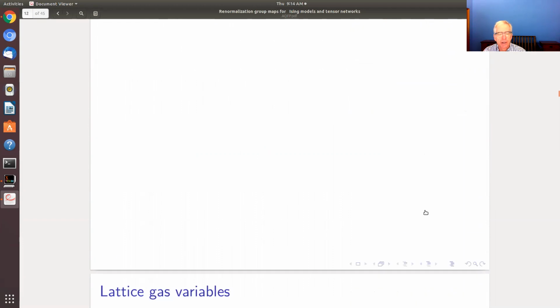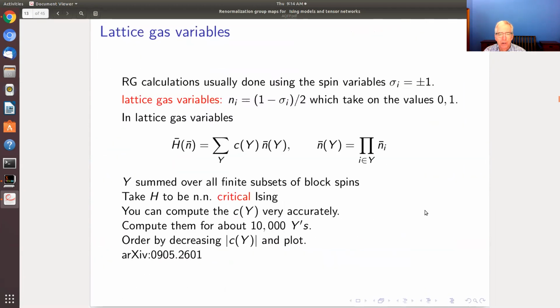Okay, so a little over a decade ago, I did some numerical studies of this as well, and I want to show just one plot quickly. I need to move on. So it turns out that if you go to lattice gas variables instead of spin variables, you can do some really accurate computations. Lattice gas variables are just variables that take on the values 0 and 1. They're related to the spin variables by that equation. And you can write down the renormalized Hamiltonian again as a function of the lattice gas variables like this, very similar to what you do with the Ising spins.